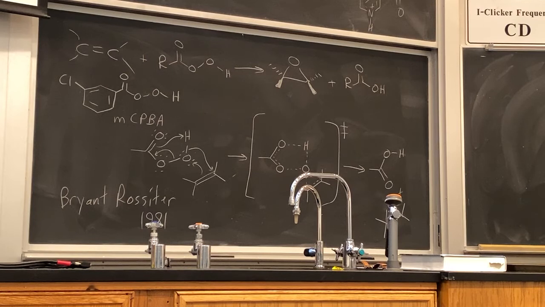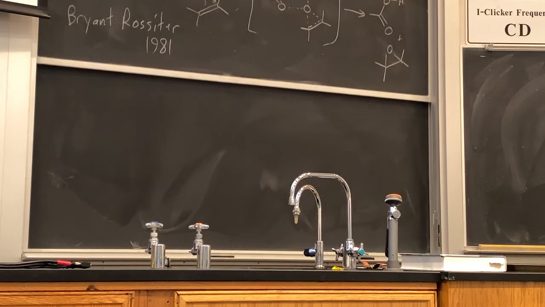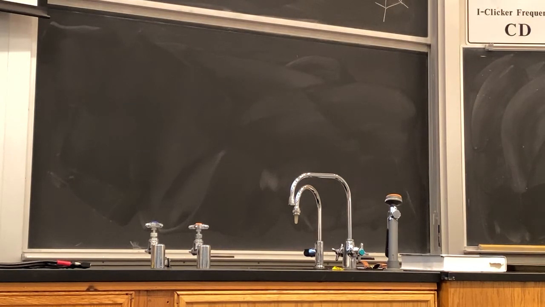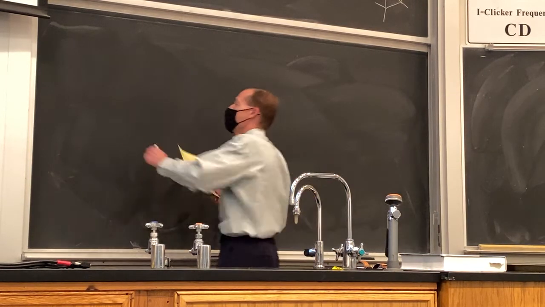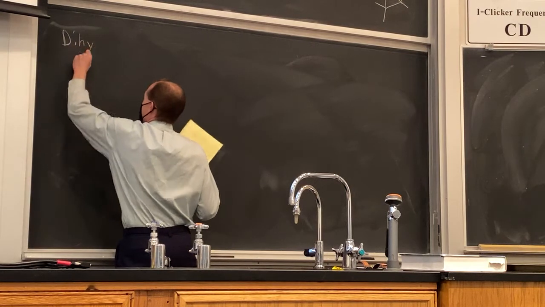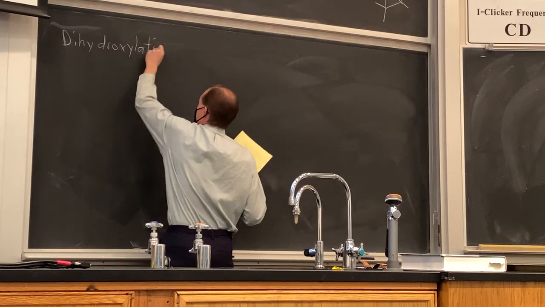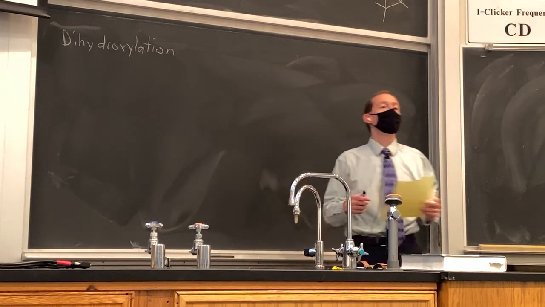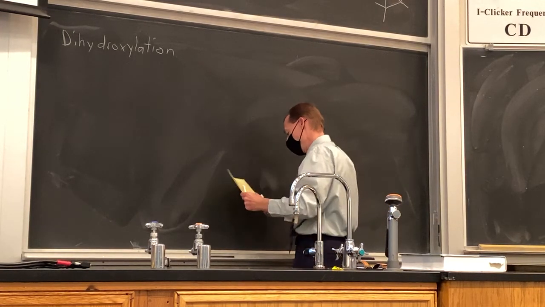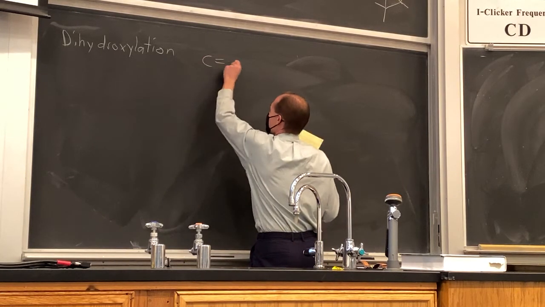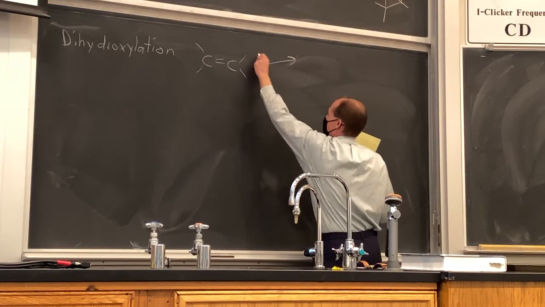Okay, so another way to replace a pi bond of an alkene with carbon-oxygen bonds is to add two different oxygens and not just one. So this is referred to as dihydroxylation. Dihydroxylation, because we're adding two hydroxyl groups to our alkene. And we can do this in two ways. We can perform an anti-addition.